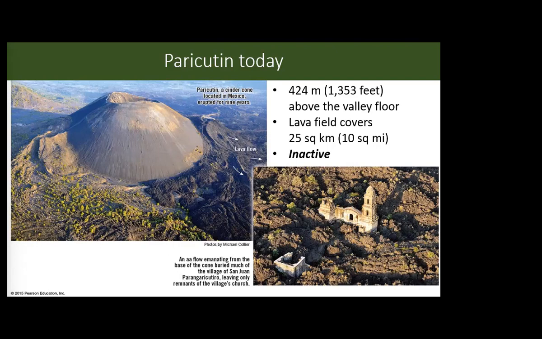But like we said, it has a really short lifespan. So it's completely inactive now. There's no magma there anymore. So it's completely gone. But they're so drastic in how quickly they form, how quickly they can change the landscape, that they become a really big problem for locals and farmers.